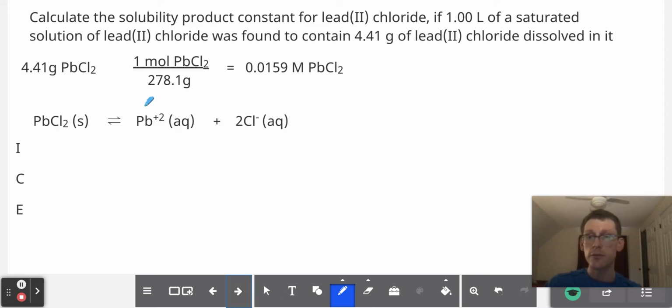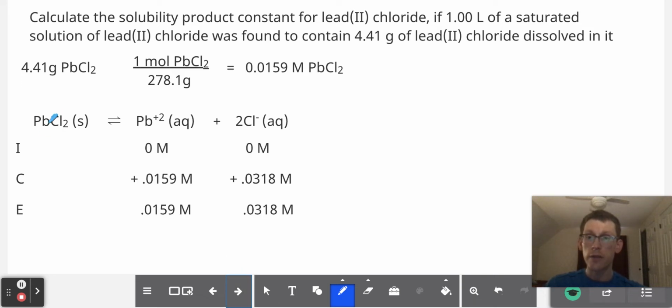Next, we need to look at the equilibrium expression, and for this, I'm actually going to make an ICE table. This means that we have initial concentrations, change in concentration, and the concentration at equilibrium. Initially, our concentration of lead(II) chloride is nothing. We can just completely ignore this because it is a solid. But we can say that initially, before any lead(II) chloride has dissolved, there is a 0 molar concentration of lead(II), and a 0 molar concentration of chloride.